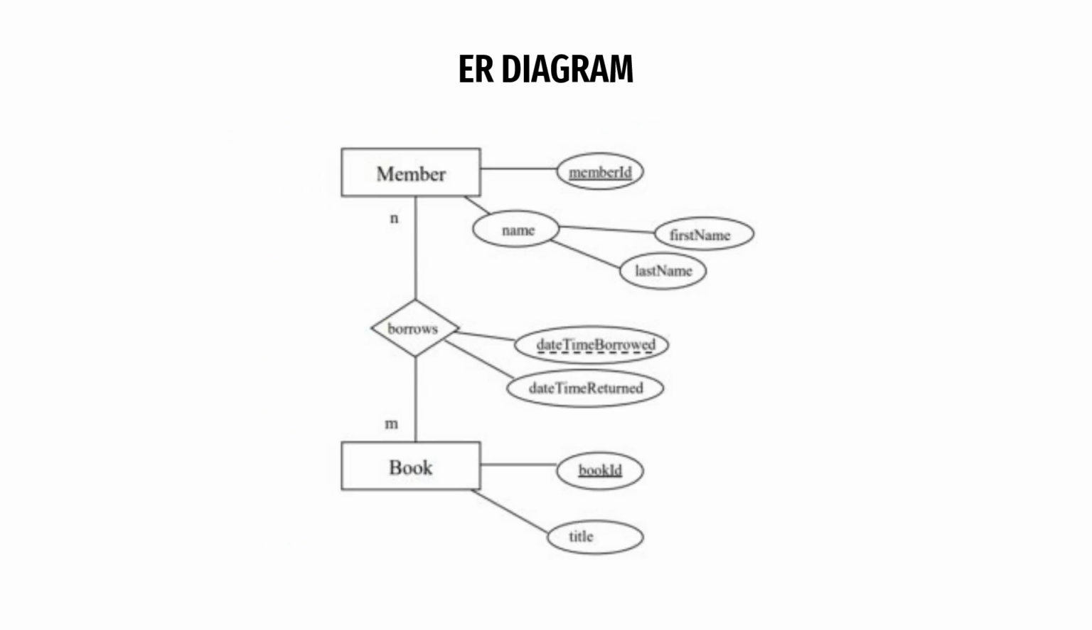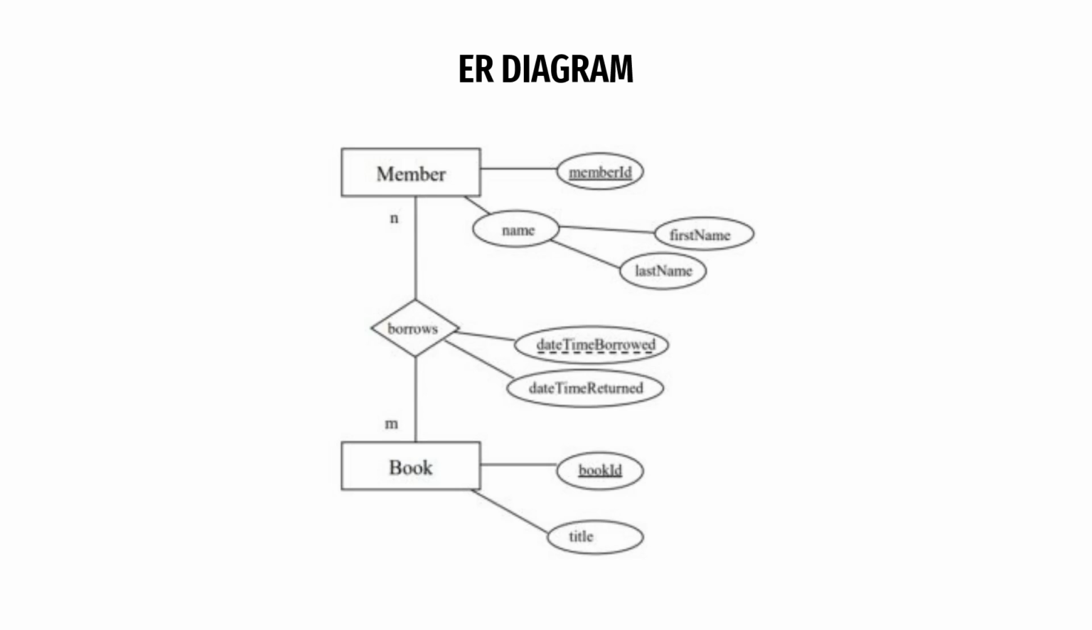Here we have two entities. One is the member entity and another one is the book entity. Member entity has attributes such as member ID and name. And name can be further divided into two attributes, first name and last name. And book is another entity. It has two attributes, book ID and title. Since book ID is underlined, it is considered to be the primary key.